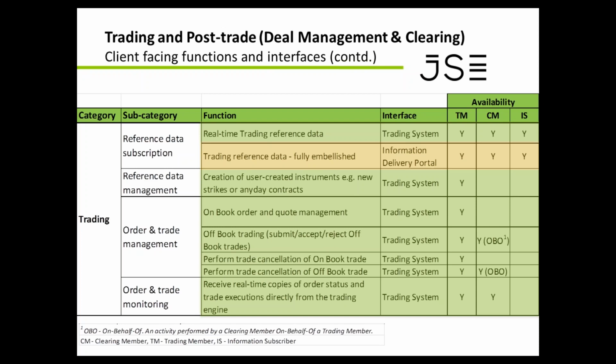Then the next portion on the trading side is your order and trade management portion, which is quite self-explanatory. It's your on-book orders, your quote management, your off-books, and also cancellations. Next up is the order and trade monitoring, which is the drop copy. I assume that will be through the drop copy interface. That is receiving your real-time copies of order status and trade executions directly from the trading engine. So as things happen in the trading engine, that'll be the gateway that pushes that through to you from the trading point of view.